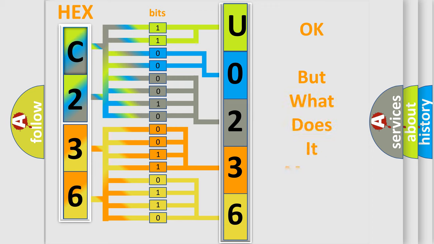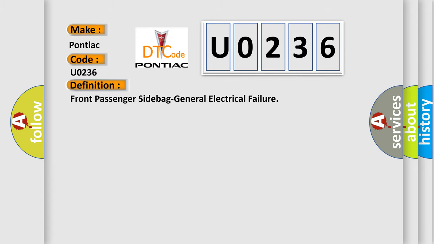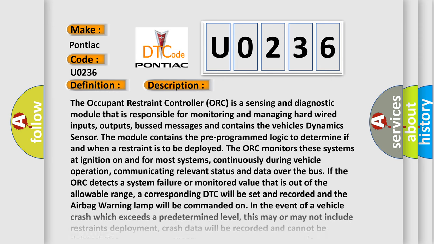The number itself does not make sense to us if we cannot assign information about what it actually expresses. So, what does the Diagnostic Trouble Code U0236 interpret specifically for Pontiac car manufacturers? The basic definition is front passenger sidebag general electrical failure. And now this is a short description of this DTC code.